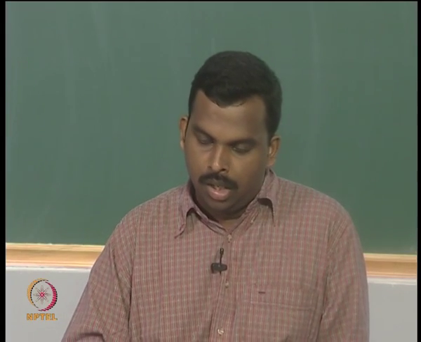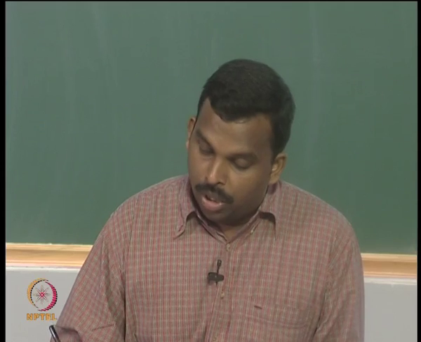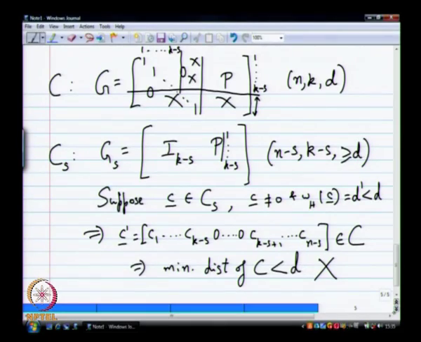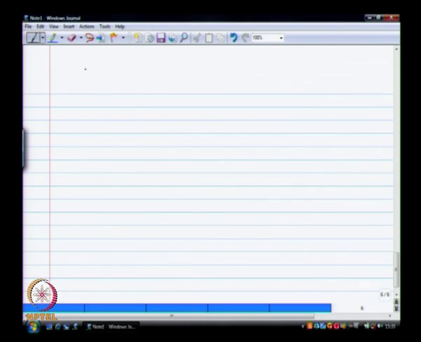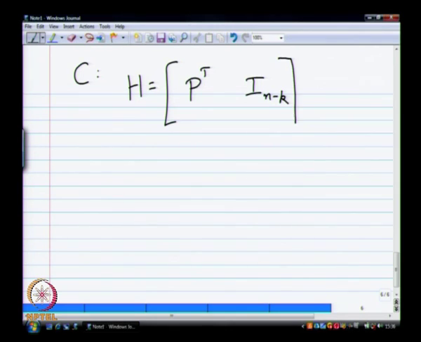Okay. All right. So what about the parity check matrix? This is a more interesting question. Okay, suppose I have a code C which has a parity check matrix which looks like this. Let us say P transpose and then I n minus k, right. So this is for the original code. What will happen to the parity check matrix of the shortened code?